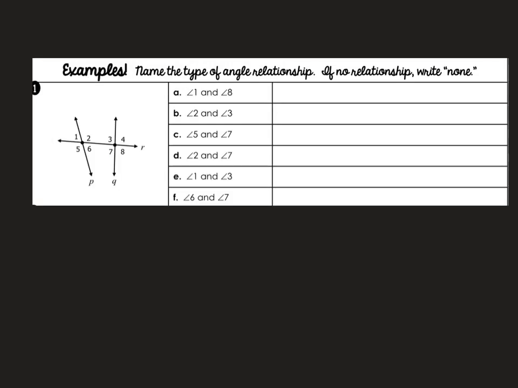So what I want you to do now is to take your notes, recopy this last picture, right, and name the type of angles that 1 and 8, 2 and 3, angles 5 and 7, 2 and 7, 1 and 3, 6 and 7 are. Get that into your notes, and that's your last assignment. Wrap that up, and we'll see you after the notes are done.